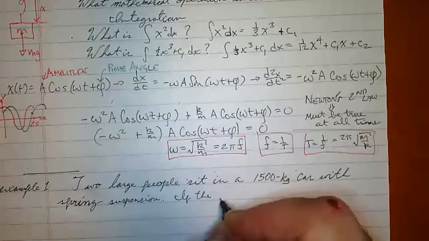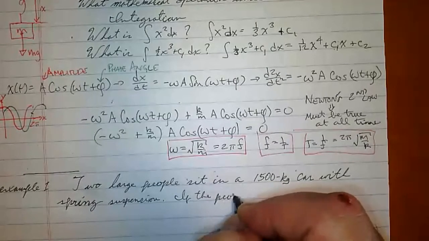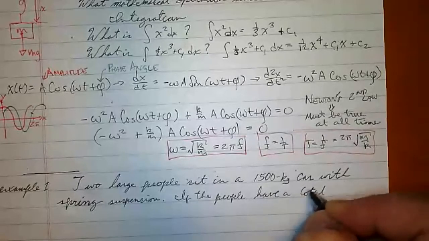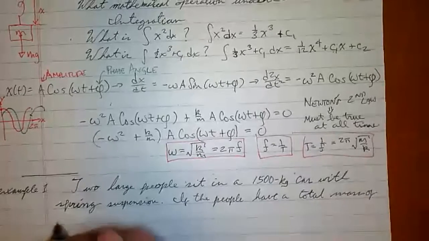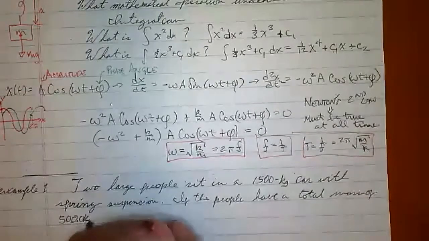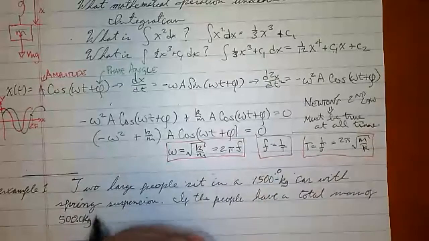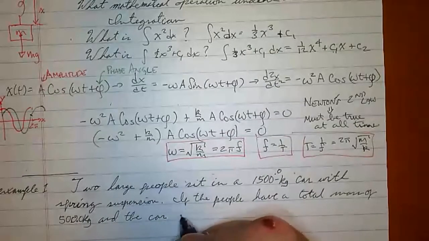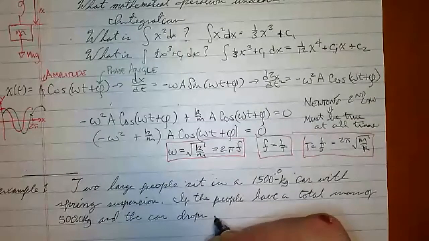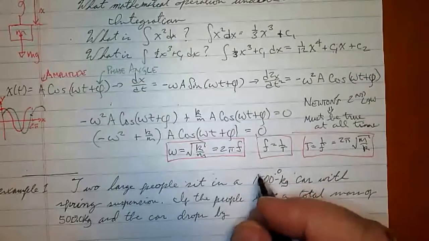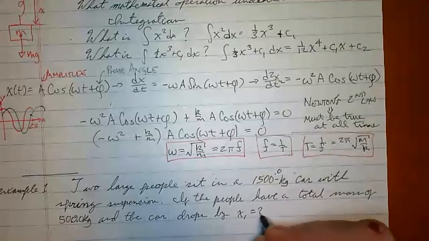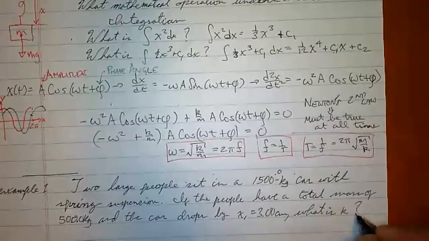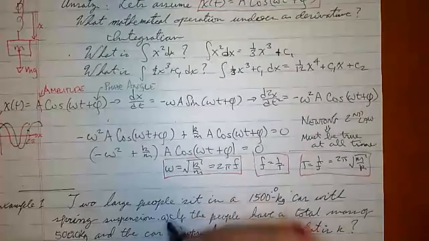If the men, or if the people, have a total mass of 500.0 kilograms, and I should probably say this is 0.0 as well, and the car drops by let's say 4.0, no, let's do 3.00. What is K? That'll be part A.